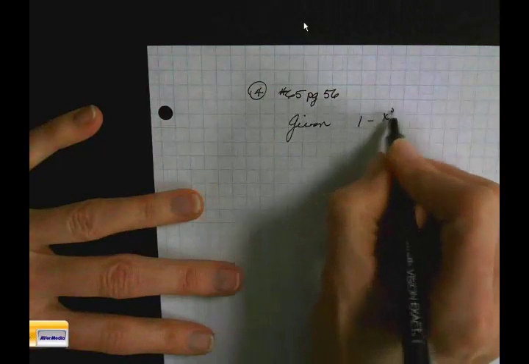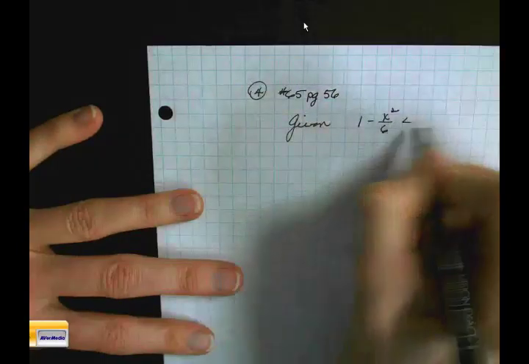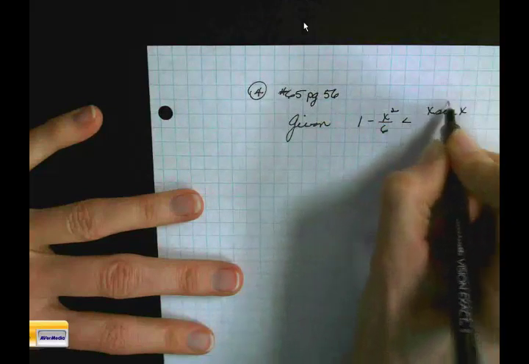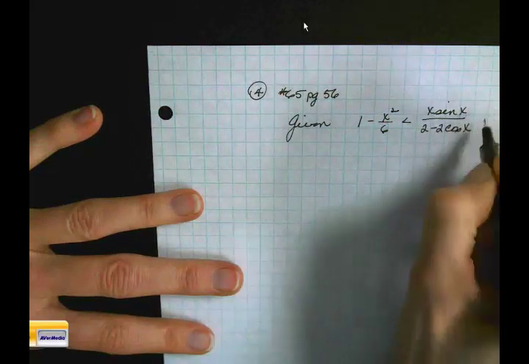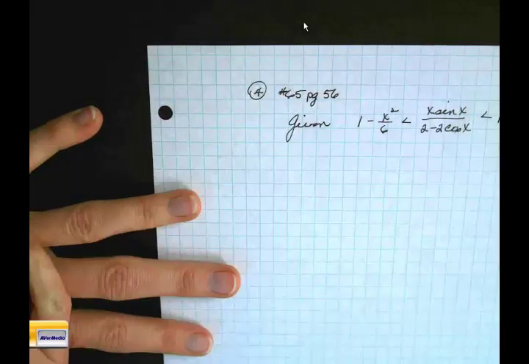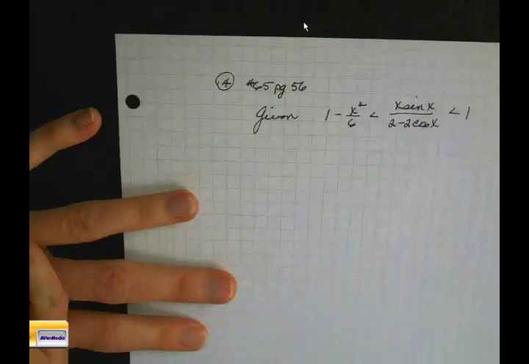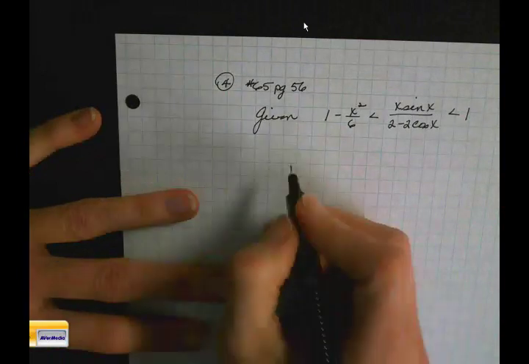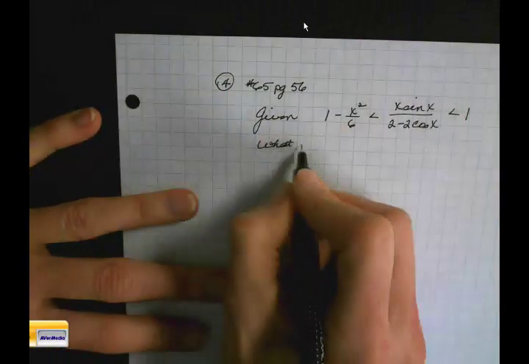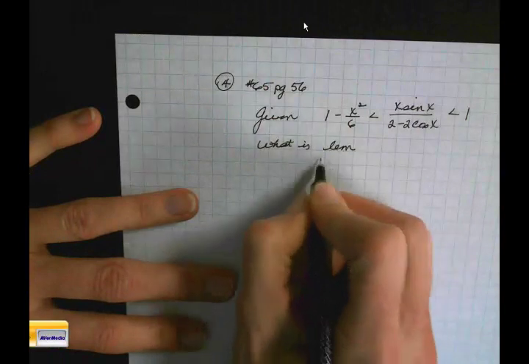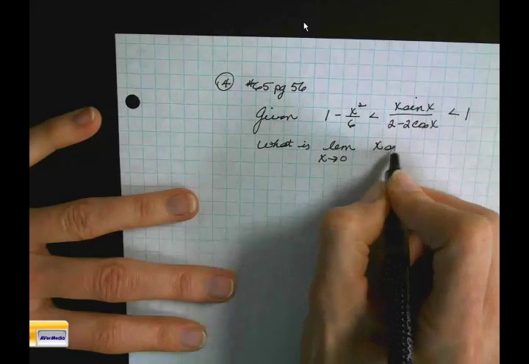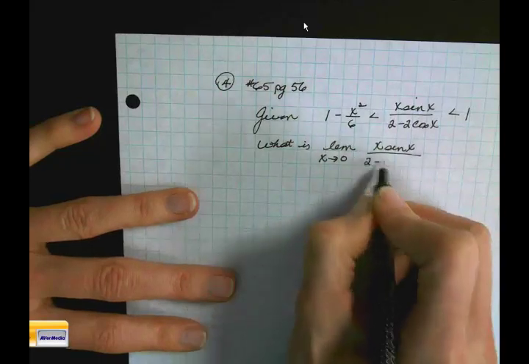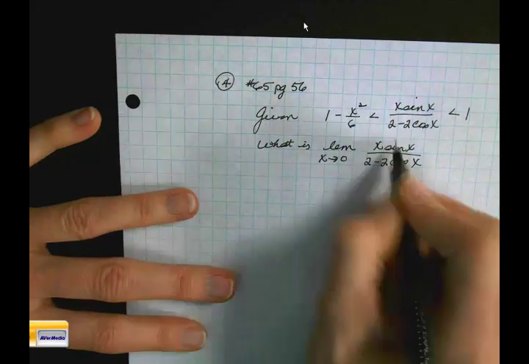that 1 minus x squared over 6 is less than x sine of x over 2 minus 2 cosine of x, and this is all less than 1. That's pretty ugly. Now the question is, what is the limit as x approaches 0 of x sine x over 2 minus 2 cosine of x?